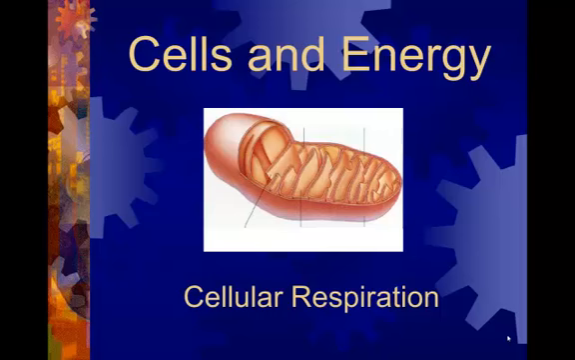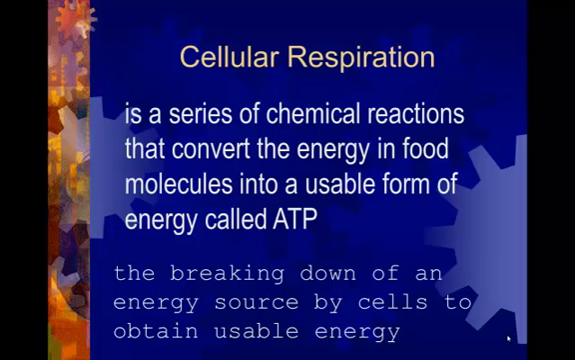Cellular respiration takes place, most of it, in the mitochondrion. Here's the definition that you need to know for cellular respiration. It's a series of chemical reactions, so it's not just one. And it converts energy in food molecules into a usable form of energy that's called ATP. That's an abbreviation. Adenosine triphosphate is what the ATP stands for.